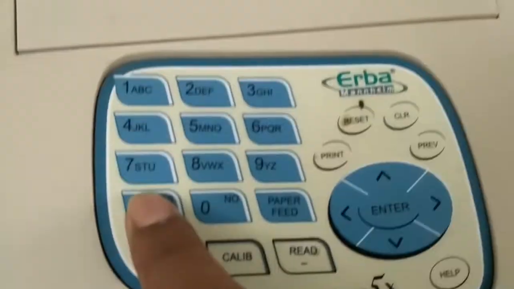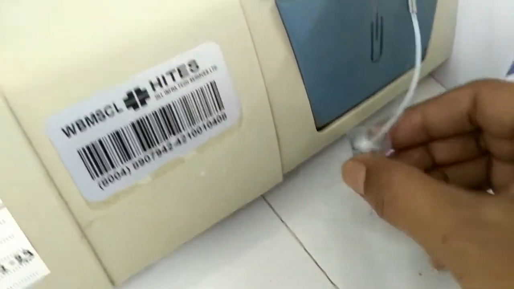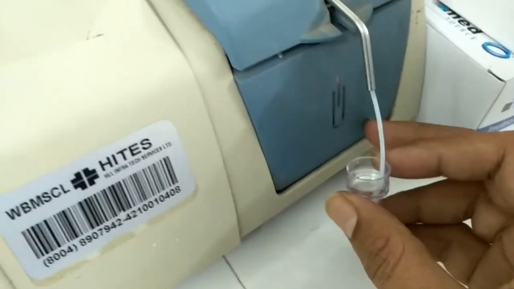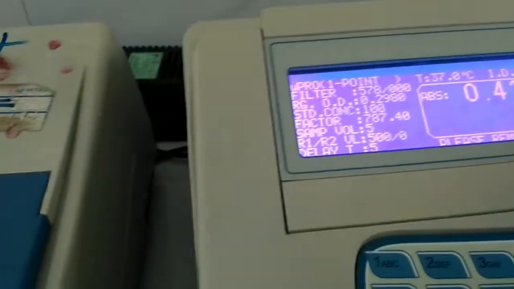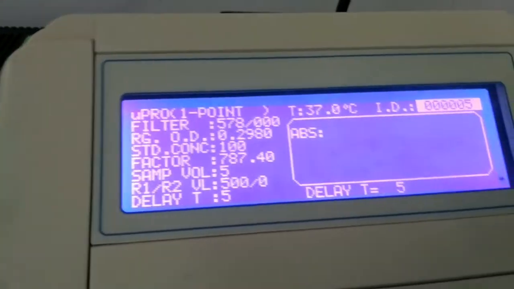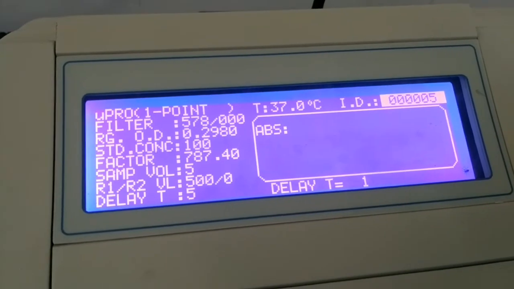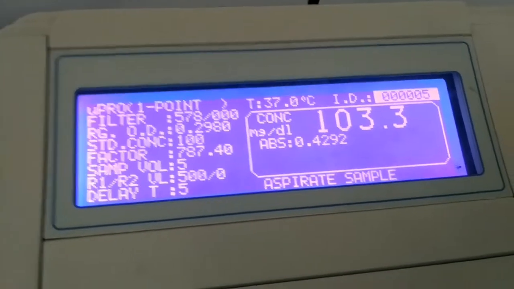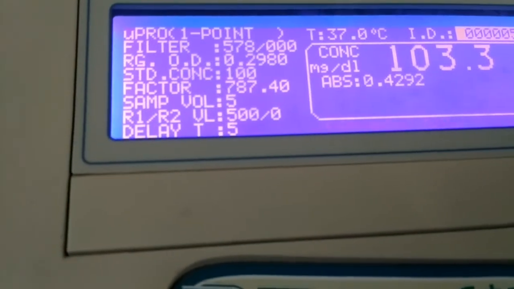Now we are going to rerun the standard as a sample. Press the yes button to save the factor. Now we are going to rerun the standard again, and the result will be 100 plus or minus 5 if the calibration is successful. There is 103, that means calibration is successful.